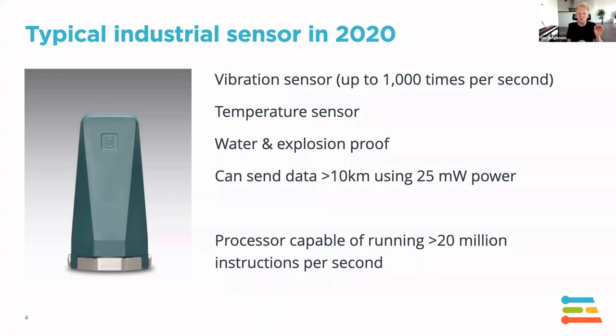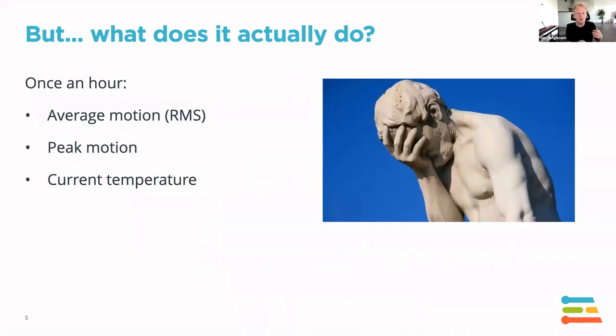So the processor in a typical product like this these days is capable of running over 20 million instructions per second, if you're looking at a Cortex M4. But while the hardware on these devices is getting more and more capable, what we actually do with these devices, it seems to be getting less and less every year. Because this device out of the box sends the average motion once an hour, it sends the peak motion once an hour, and the current temperature once an hour. Which is kind of a waste of this beautiful hardware.